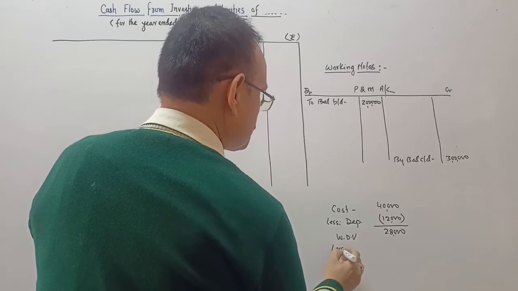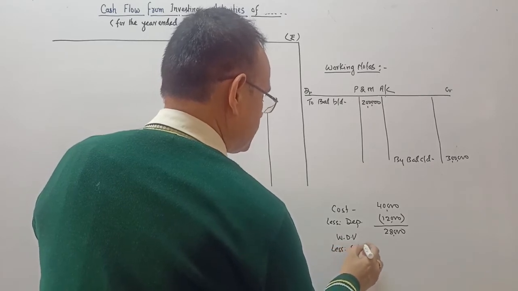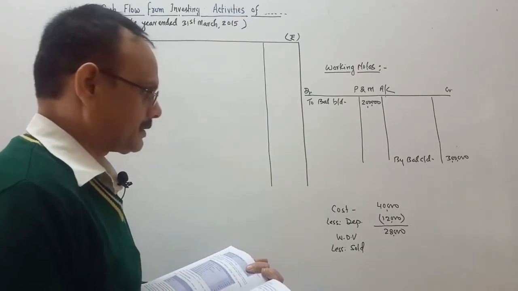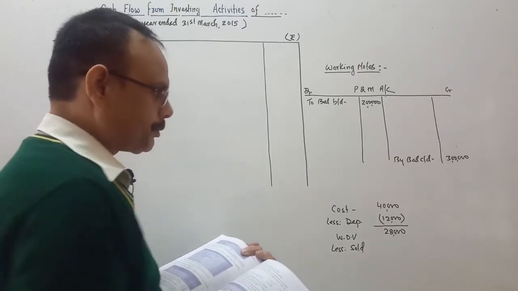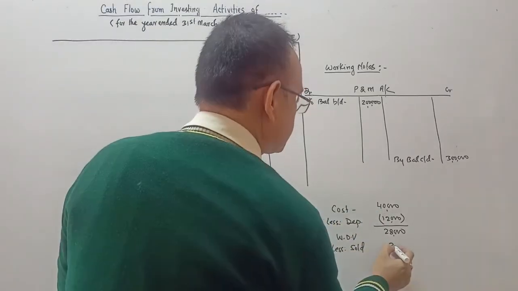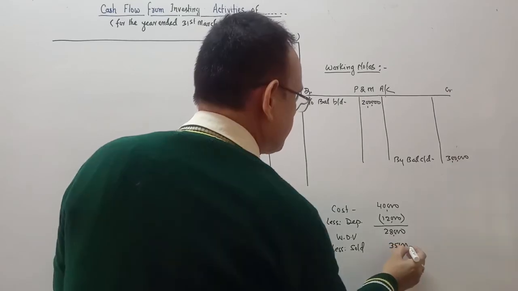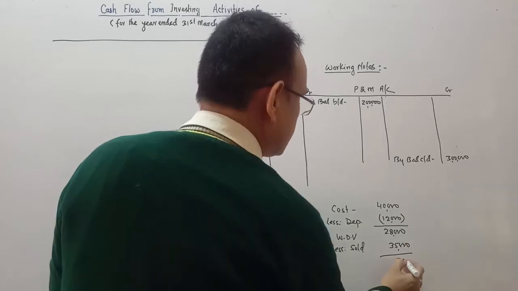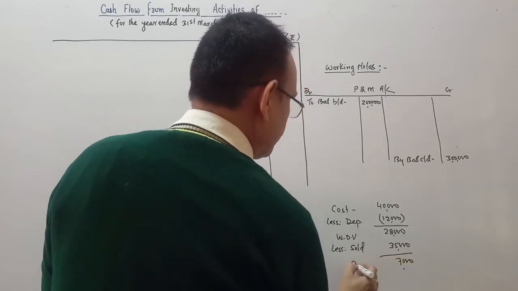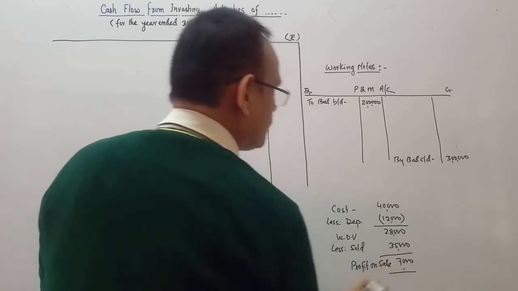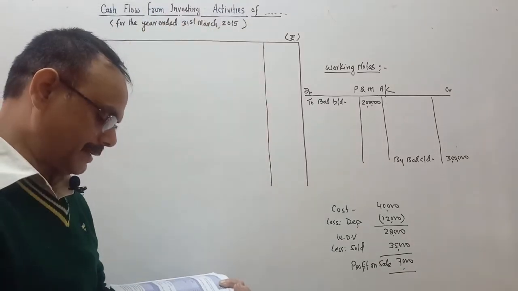Now this machine is sold. In the additional information, the machine costing 40,000, with depreciation provided 12,000, was sold for rupees 35,000. This is above the written down value, so 7,000 is the profit on sale. Profit on sale of machine is 7,000.